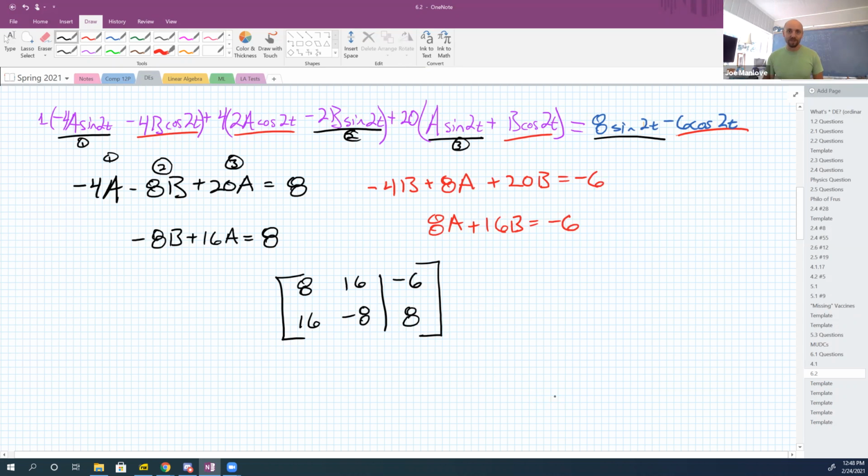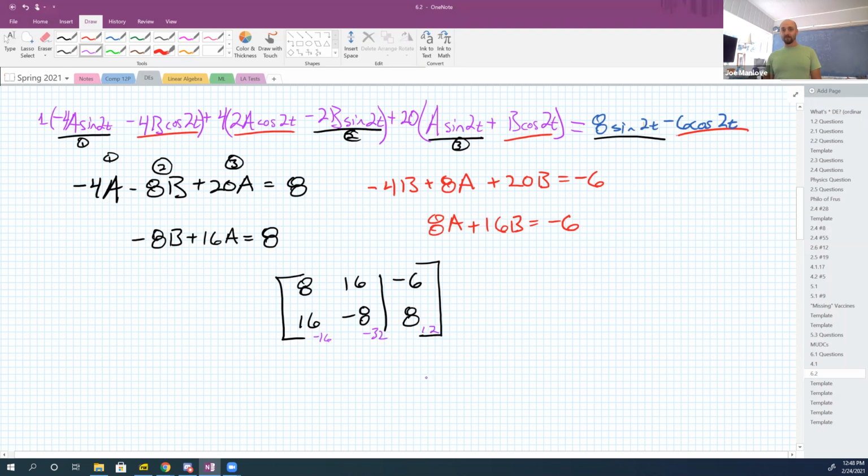Or otherwise solve this. Let's see. So for me, just because I feel a little lazy on getting a calculator out, I'm going to take this first row and multiply by negative 2 down here. So I got negative 16, negative 32, and 12.